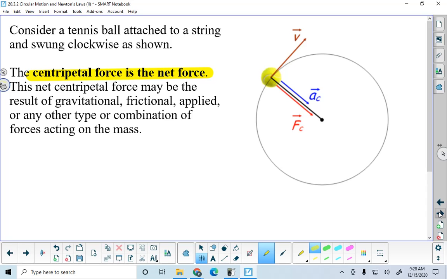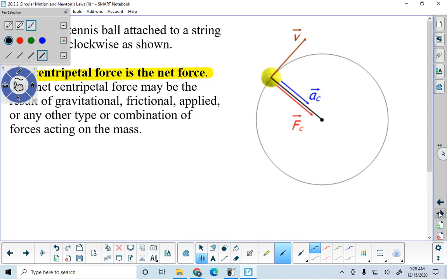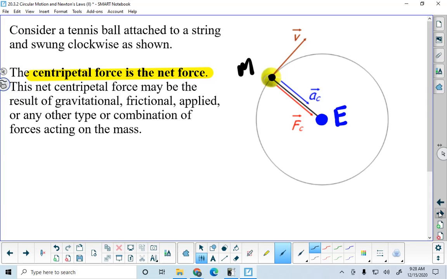If the object is a tennis ball on a string and I'm twirling it around, then I am applying a net force towards the center, so the centripetal force is an applied force by me. If we're talking about the moon moving around the Earth, so I can easily change this question and say, forget about a tennis ball. Let's say that this is the Earth and this is the moon, there's a force of gravity pulling the moon towards the Earth. So the centripetal force is the force of gravity. A centripetal force is not some special type of force. It's just whatever the applied force pulling the object in happens to be.